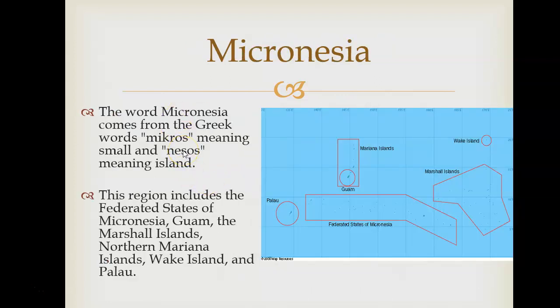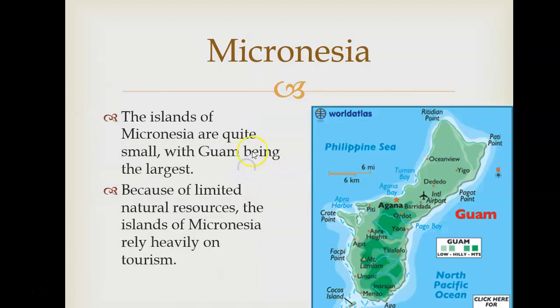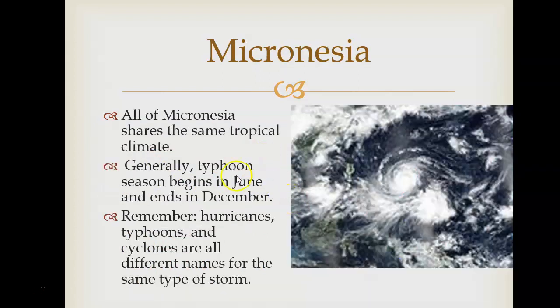Moving on to the island groups, Micronesia includes these countries, and you can see they're all circled out here in the middle of the Pacific Ocean. Most of the islands in Micronesia, micro means small, so all of these islands are very, very small. Not a lot of natural resources. Most of the islands in Micronesia rely heavily on tourism, and we're going to find this in most of these island groups out here in the Pacific.